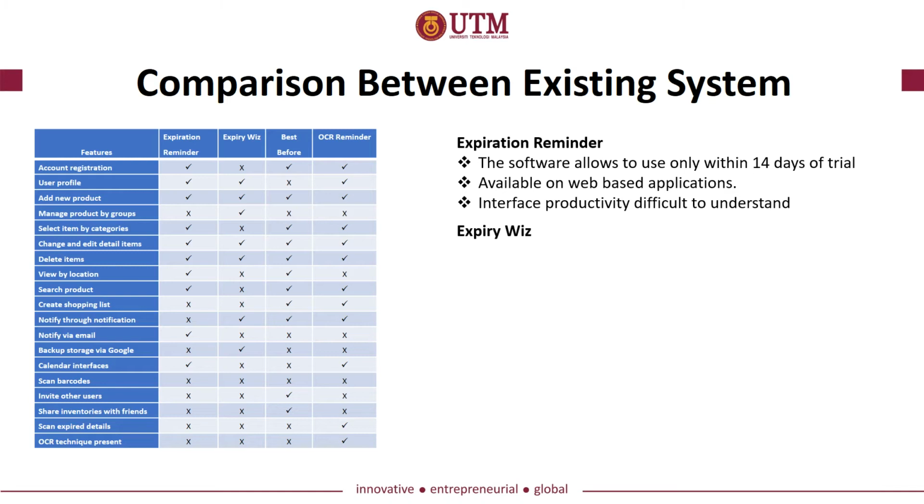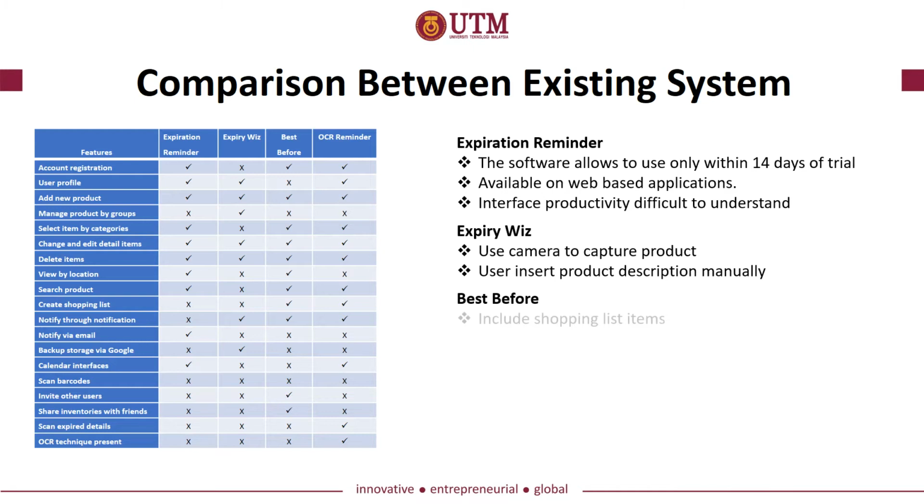So the second existing application here is Expiry With. The benefit users can get is that they can use a camera to capture the product for the description process, and users can insert the product description manually. The last existing system I obtained is Best Before, which includes a shopping list item, which is one of the advantages that customers can get.